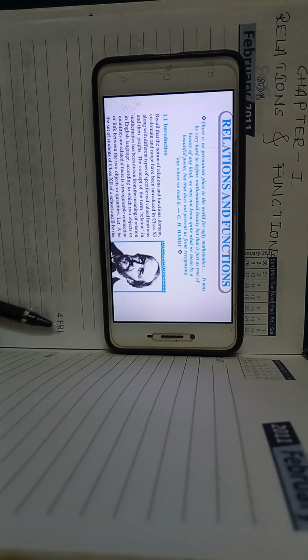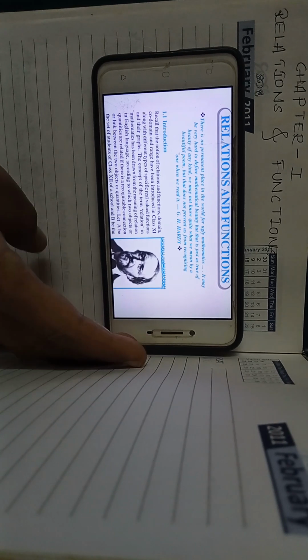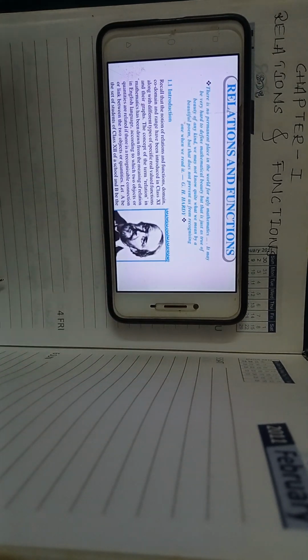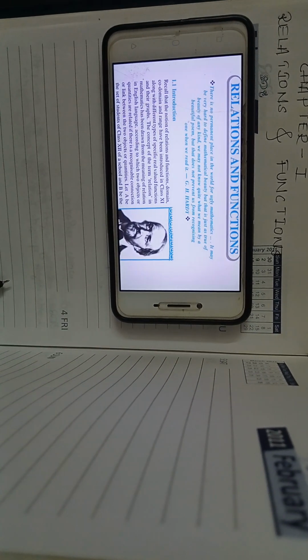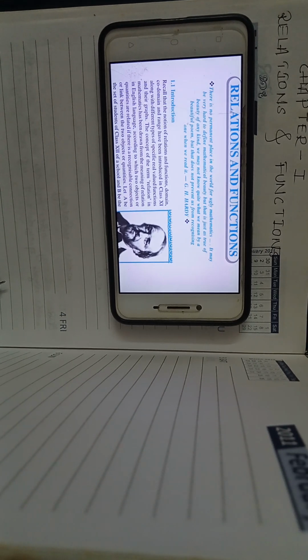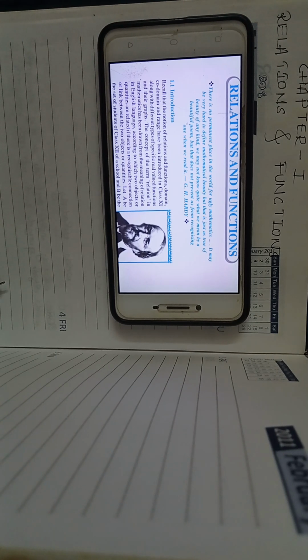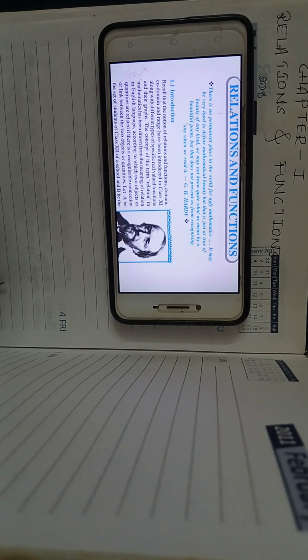So now let me start with the introduction part. So now I'll start with 1.1. As we all know, we have already studied some of the part in the first PUC. So now I'll start with the first topic, that is relations. So what is relation? In general we can call it like brother-sister relation or father-son relation.